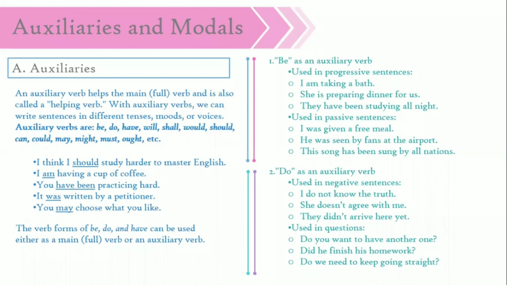Do as an auxiliary verb. Usually used in negative sentences and in questions. For negative sentences, for example, 1. I do not know the truth. 2. She doesn't agree with me. 3. They didn't arrive here yet. And for questions, 1. Do you want to have another one? 2. Did he finish his homework? 3. Do we need to keep going straight?